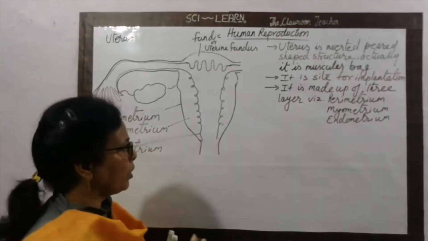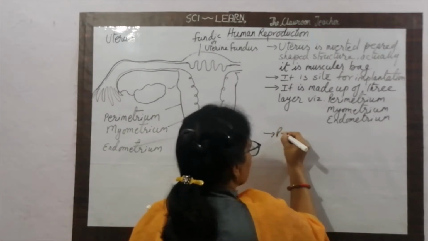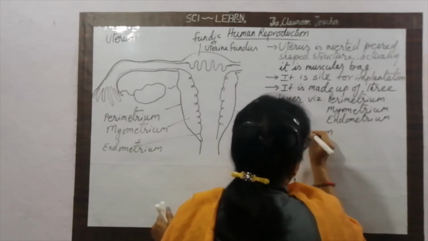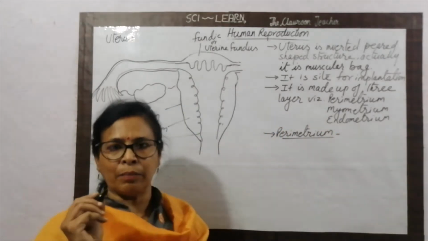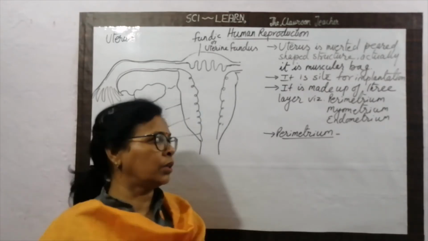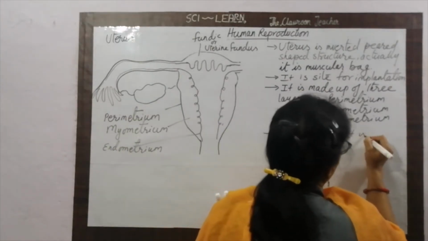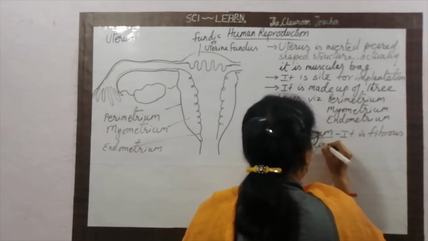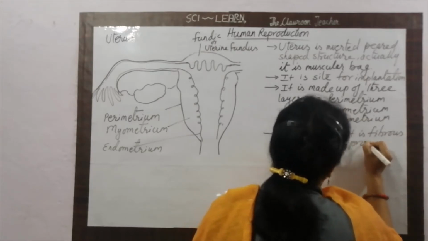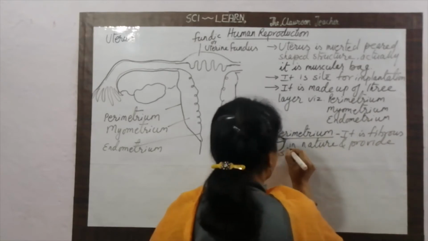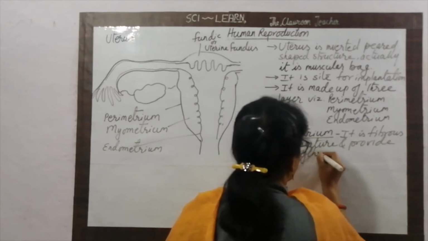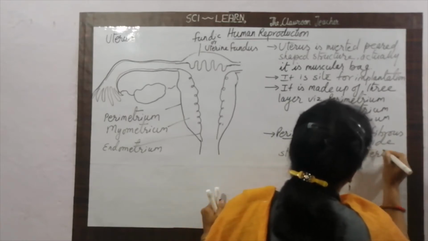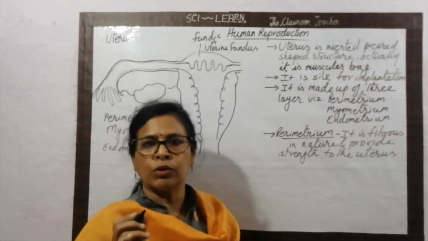What about the perimetrium? It is the outermost layer. The perimetrium is fibrous in nature and provides strength to the uterus. This is about the outermost layer.